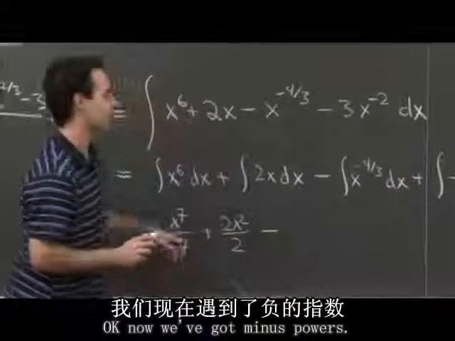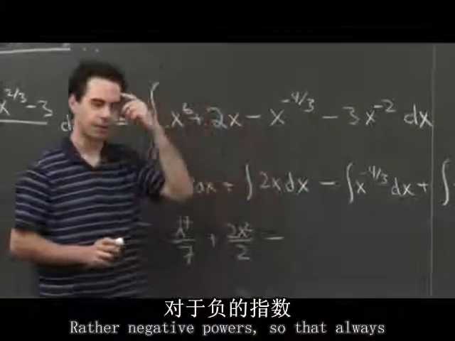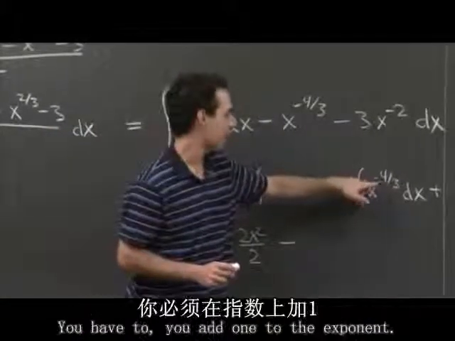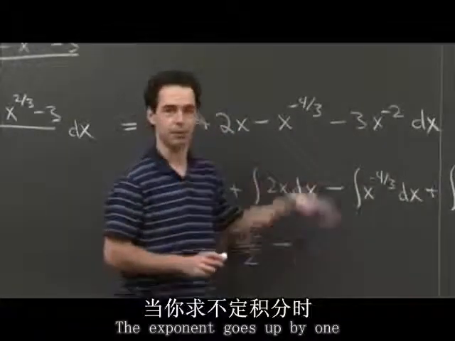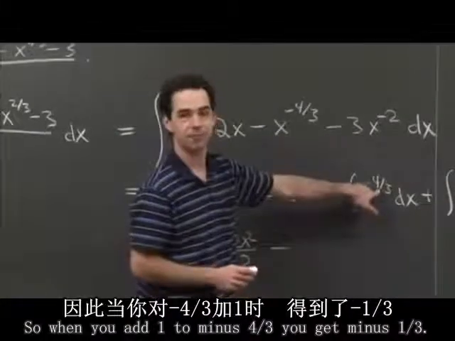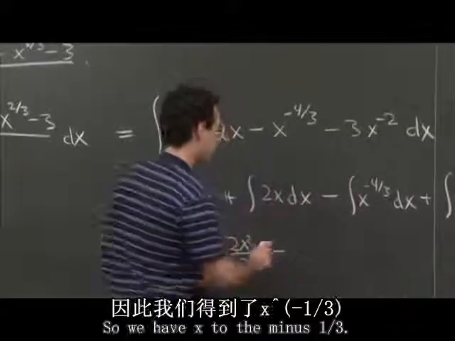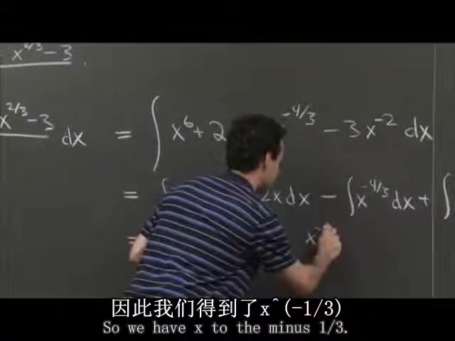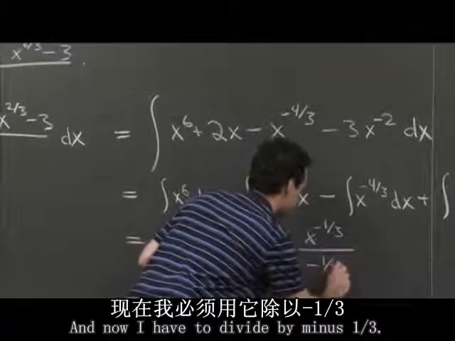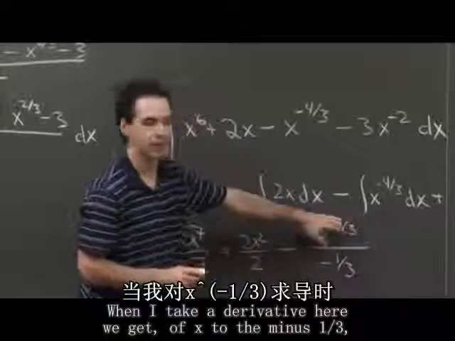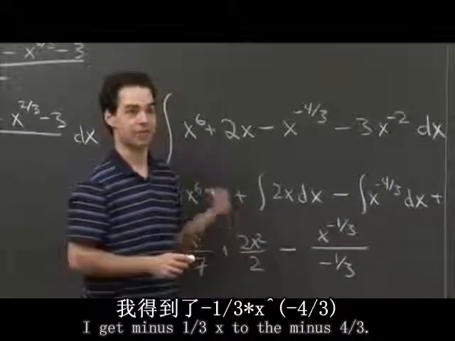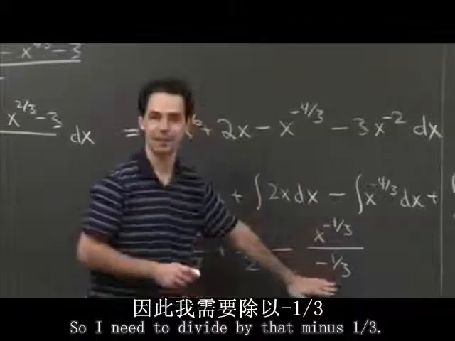Minus, OK, now we've got minus powers, rather negative powers, so that always is a little trickier to keep track of. So again, the same thing is true, though. You add 1 to the exponent. The exponent goes up by 1 when you take an antiderivative. It goes down by 1 when you take a derivative. So when you add 1 to minus 4/3, you get minus 1/3. So we have x to the minus 1/3, and now I have to divide by minus 1/3. When I take a derivative of x to the minus 1/3, I get minus 1/3 x to the minus 4/3. So I need to divide by that minus 1/3.